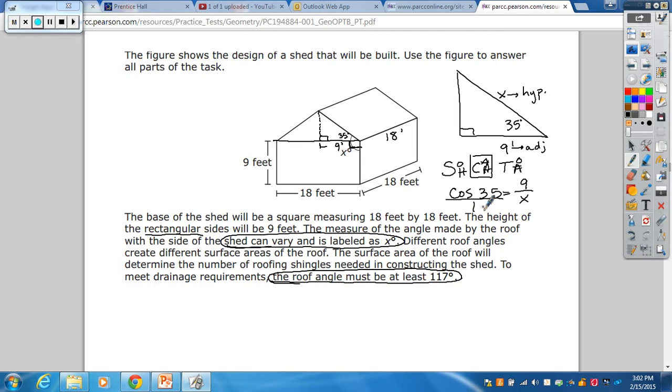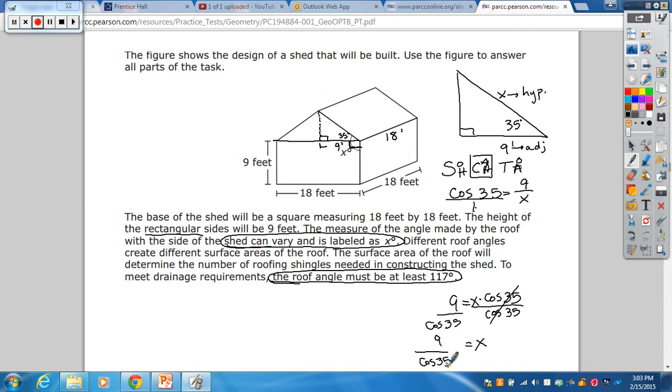I'm going to put this over 1, and I'm going to cross multiply. 1 times 9 is 9. X times the cosine of 35 gives us that right there. Then in order to solve for x, we're going to divide through by the cosine of 35. So x, that's going to cancel out, is going to be 9 divided by the cosine of 35.